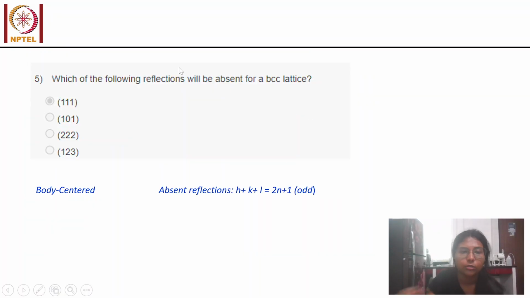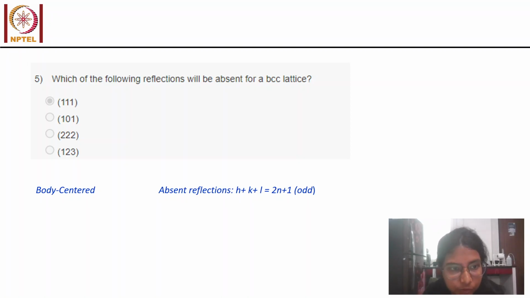Okay, so which of the following reflections will be absent for a BCC lattice? The explanation which we gave for systematic absence, we considered a body-centered lattice, right? So for a body-centered lattice, the condition is that if the sum of h plus k plus l is odd, then those reflections will be systematically absent. So the absent reflections will be h plus k plus l equal to some odd integer.